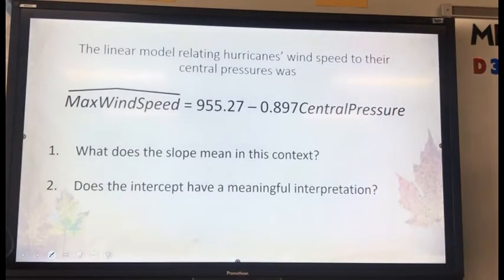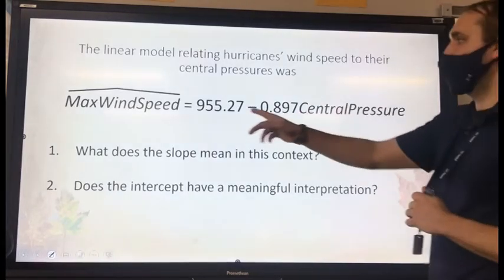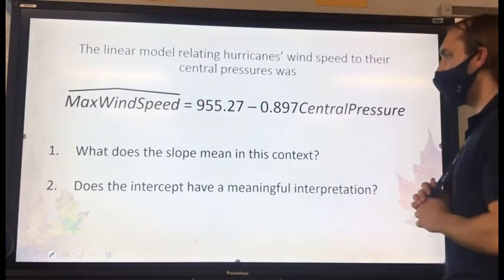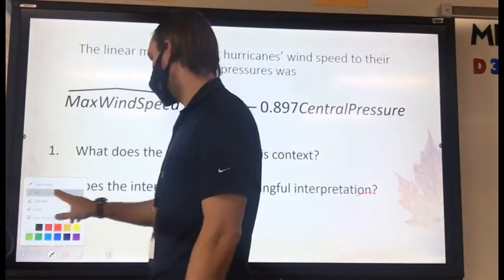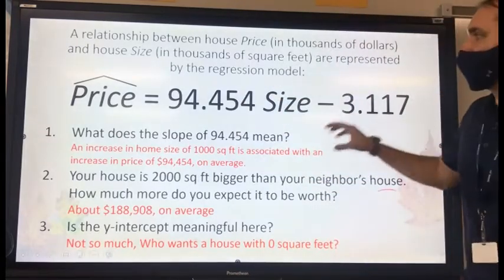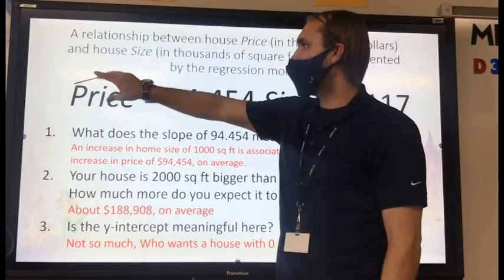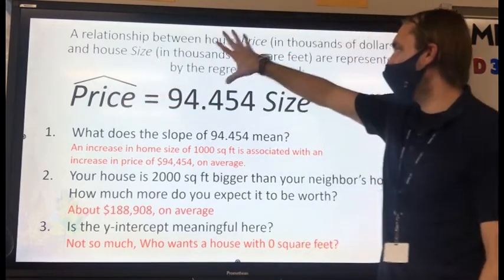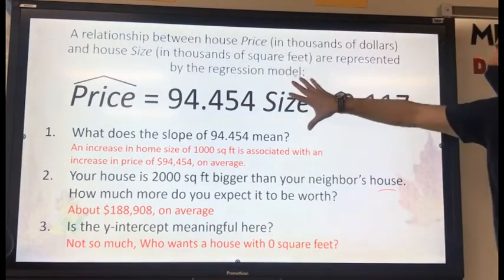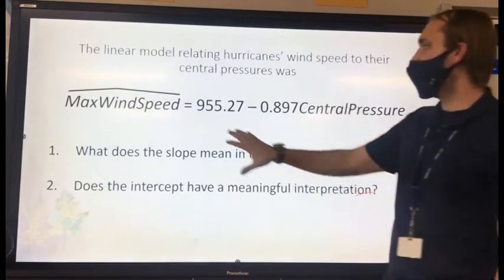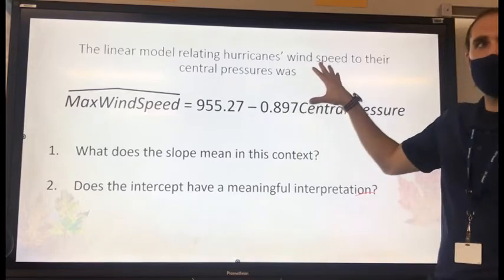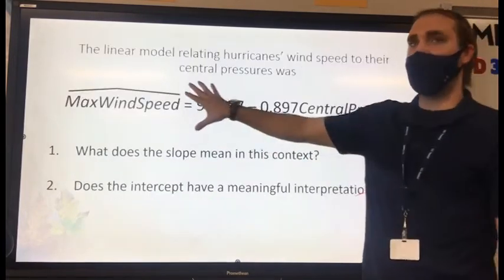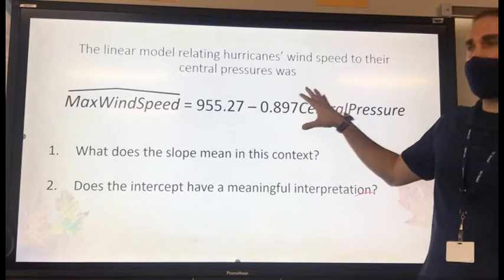Next, a linear model relating hurricanes' wind speed to their central pressures is here. What does the slope mean in this context? So sometimes you could see it written like this, where you have your response variable equals, here's my slope, explanatory variable, minus the intercept. Sometimes it can be written this way. Notice it's the same thing. That's why in your calculator you had that option, y equals mx plus b, and you have the other option, y equals b plus mx. It's just how you want to write it.